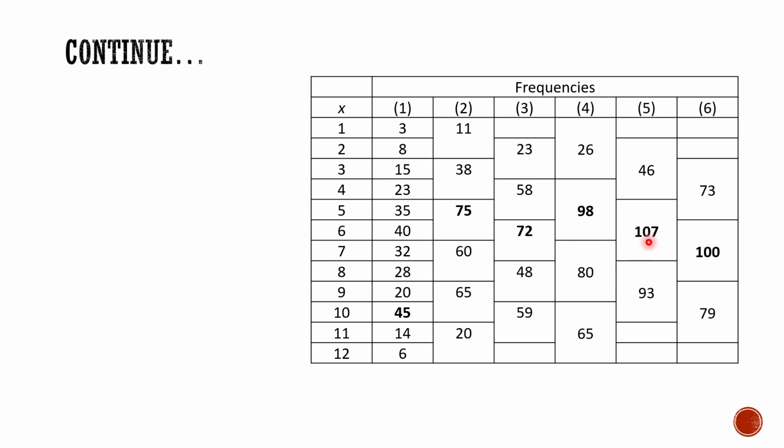We have highlighted the maximum frequency here too, and in column 6 we leave the first two frequencies and start with 15 plus 23 plus 35, corresponding to x values 3, 4, and 5. And similarly we highlight the maximum frequency here too.